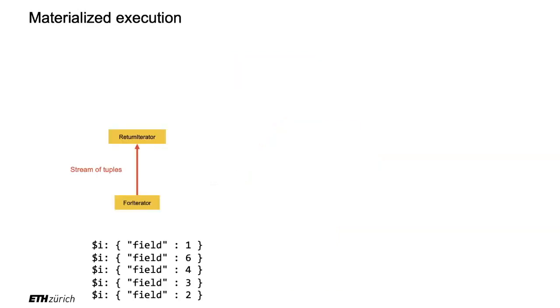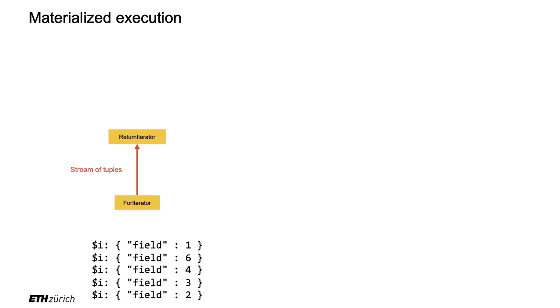For example, imagine that I have streams of tuples. So I have my for iterator that generated the binding of $i. So I have $i in some collection, and that generated 5 bindings, right? In the first one, $i is bound to an object field 1. In the second time, $i is bound to field 6 and so on. So this is a tuple stream, right? That binds $i in turn to different items. Now I have to take this and return them. Imagine that I have return $i, right?